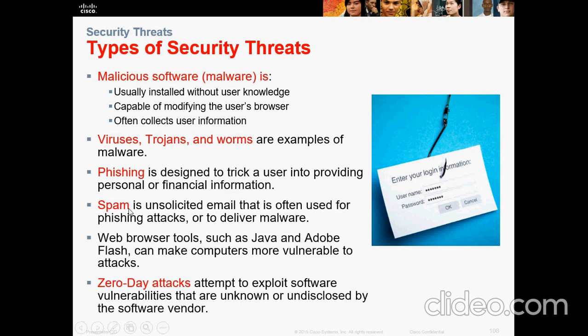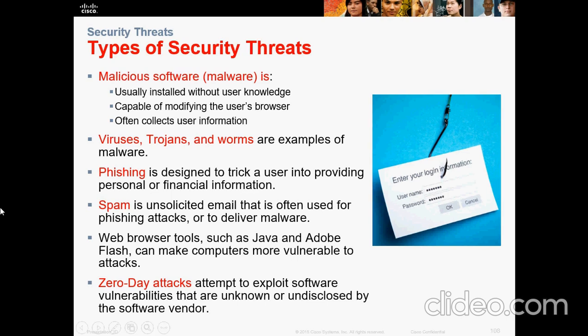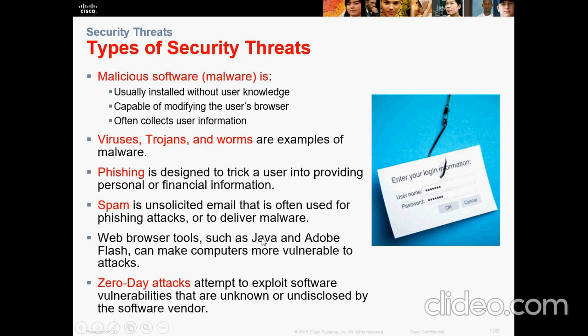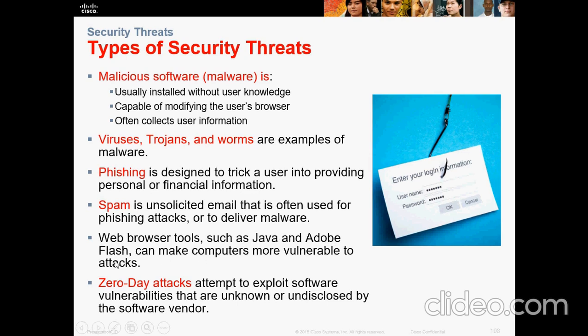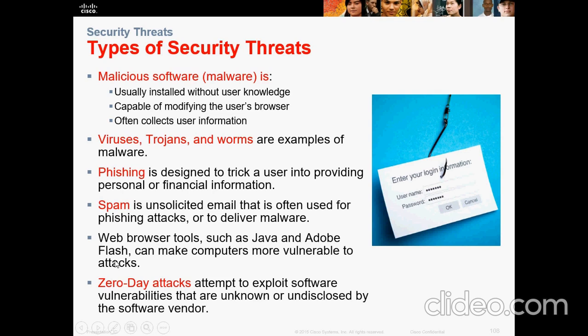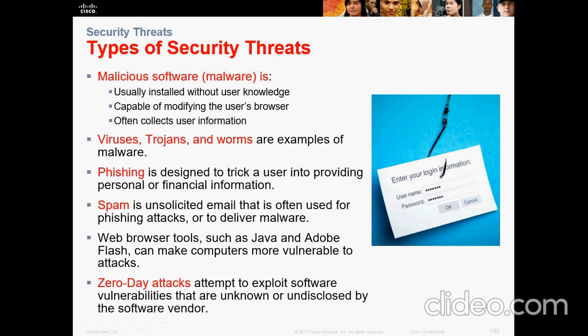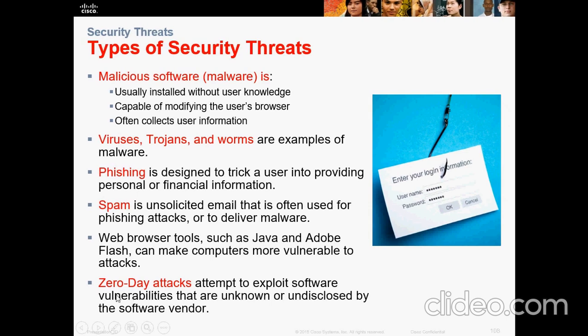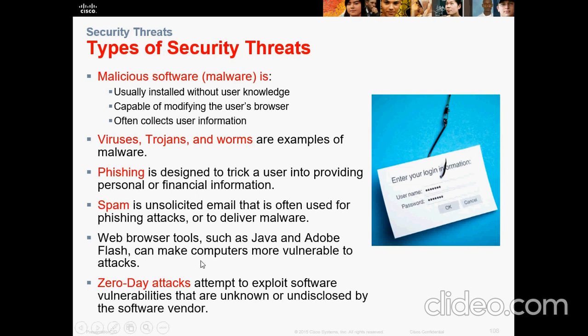Next we come to spam. What is spam? Spam is unsolicited email. In your email, we get a lot of unwanted emails. That is often used for phishing attacks or to deliver malware. Next we have web browser tools such as Java and Adobe Flash. When you try to install that software, it will ask for your information. It is capable of stealing information from the computer. We have zero-day attacks. It is an attempt to exploit software vulnerabilities that are unknown or undisclosed by the software vendor.